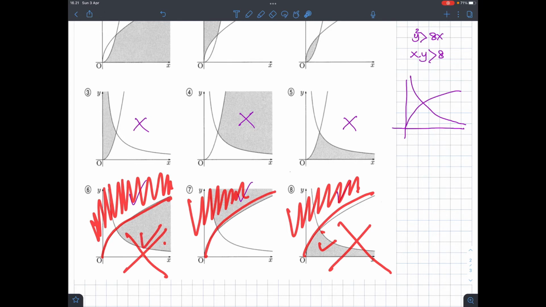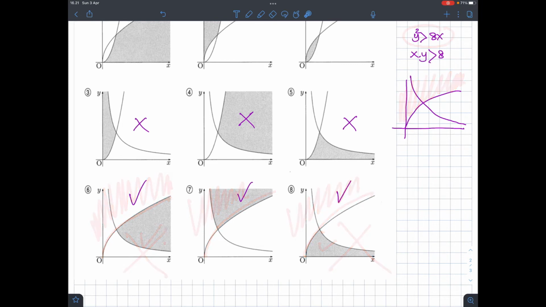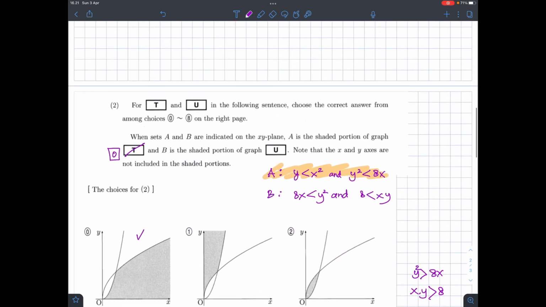The other side should be y squared greater than 8x. It should be shaded here. Why? You just fill in a point. Let's say you put it here, this is 0.2, and you fill in here: 2 squared is greater than 0. Yes, this is correct. So this is wrong, this is wrong, and this is the correct answer. So the answer for U is 7.